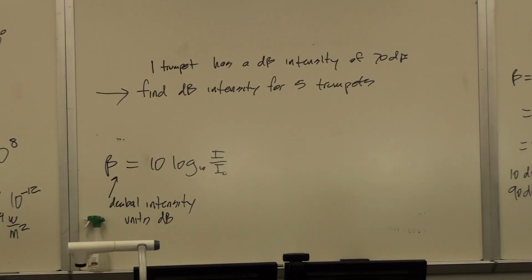Is it going to be 7 times 5? 350? No. It's not. What's the most it could possibly be? What if it were 10 trumpets? What would it be? If it were 10 trumpets, how much more intensity is that? 80, right. So if it were 10 trumpets, then that would be 80. So we know it's going to be somewhere between 70 and 80.